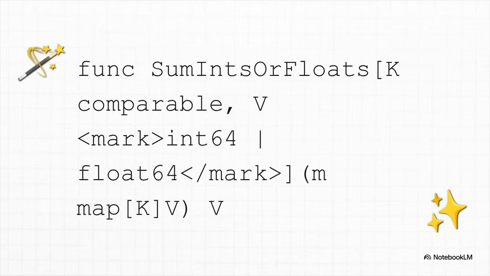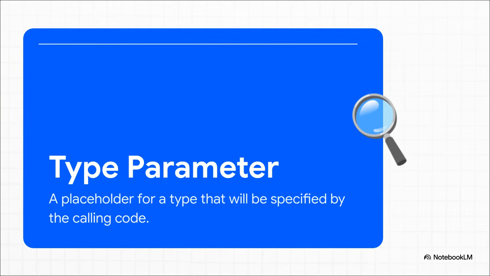Okay, check this out. This is our new generic function, SumIntsOrFloats. Now I know there's some new syntax here. That part in the square brackets, that is where all the magic is happening. It's where we're telling Go that this function isn't tied to one specific type, but will work with some placeholder types instead. So those letters you see, the K and V, those are what we call type parameters. The easiest way to think about them is like variables, but for types. They're just placeholders. K is going to stand in for our map's key type, and V will be for its value type. Later, when we actually call the function, we'll tell Go what real types to plug in there.